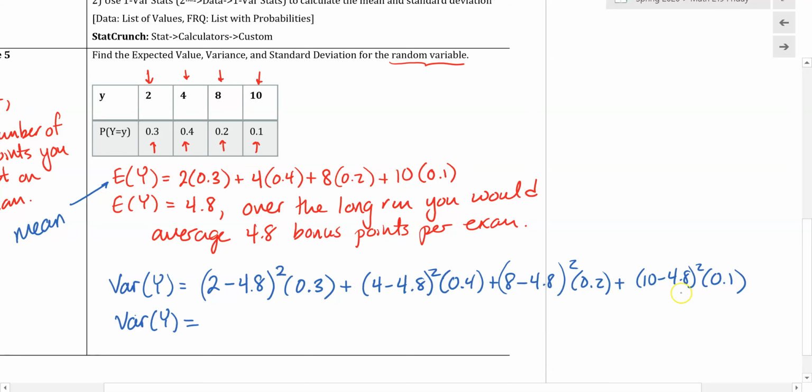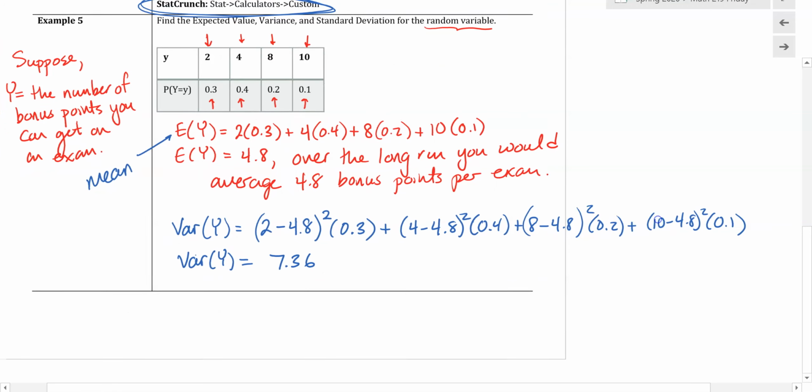I mean, once you understand what you're doing, it's not hard to do. It's just subtracting, squaring, and multiplying over and over and over again. But it's a pain in the butt. So we're going to start to rely on some technology. I'm going to show you how to do this on StatCrunch. Maybe we'll do this example on StatCrunch once we finish this up. Anyways, if I did everything right earlier, this should come out to 7.36.